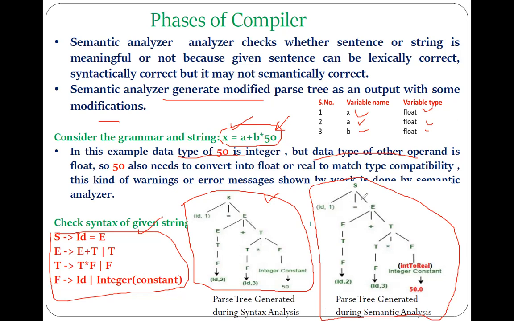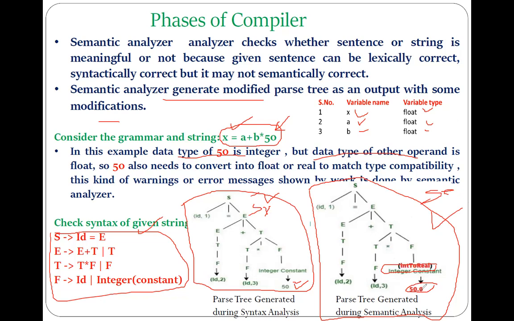Why we call this a modified parse tree, we will see next time, but here we can also see the reason. In this parse tree everything is similar, and the only difference you can see is that this 50 has to be converted into 50.0. That is the reason this parse tree is considered a modified parse tree. This is the output generated by the semantic analyzer, and this is the output generated by the syntax analyzer.